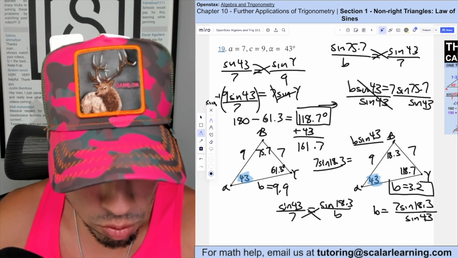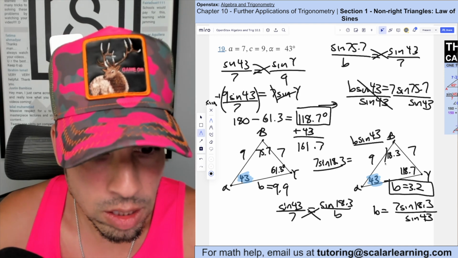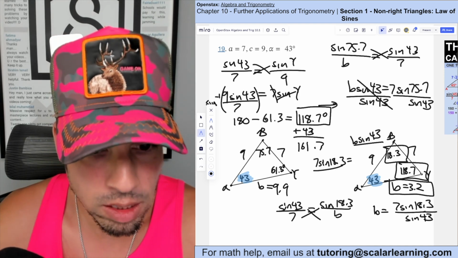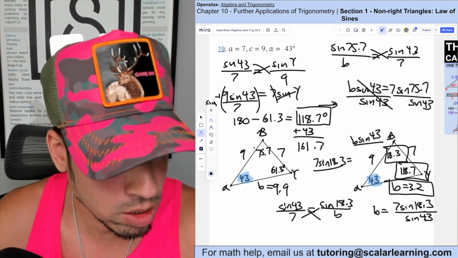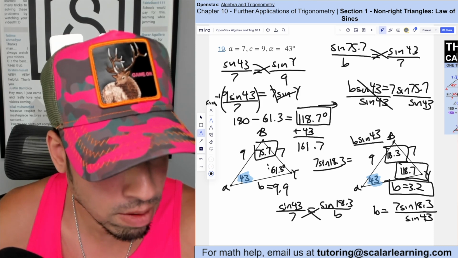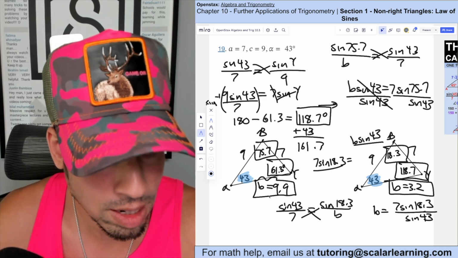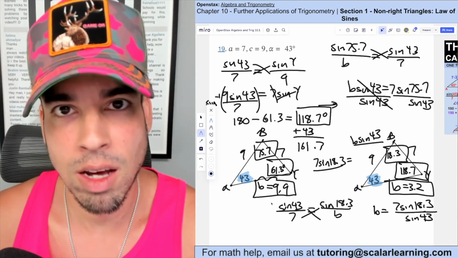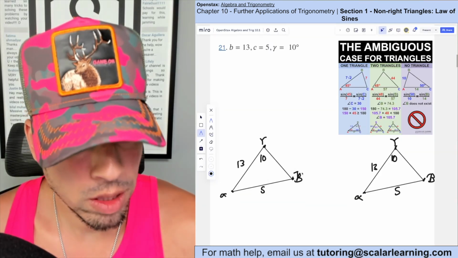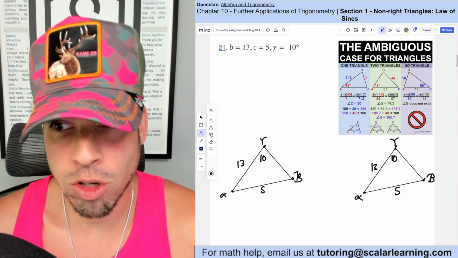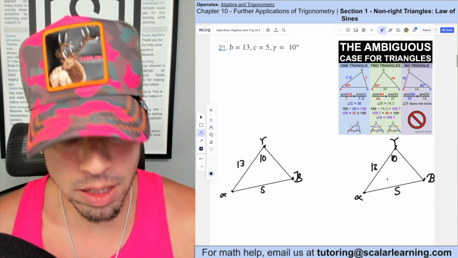So these are our answers. 3.2 for this triangle. These are the new angles, right? 118.7 and 18.3. And then for this one, the angles are 75.7, 61.3, and the new b value for the side is 9.9. That's how you do it. Done. So this one, we got the setup with the two triangles, just in case there are two triangles, right? We don't know, we have to test for it, but in case, we got the setup.